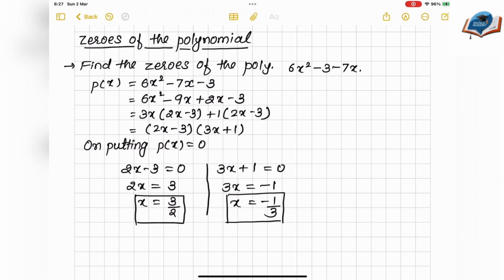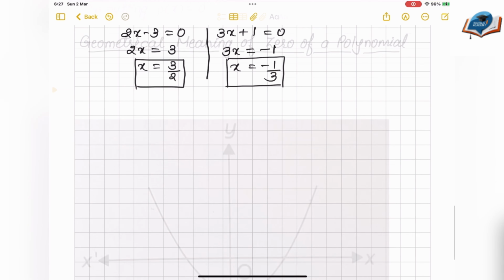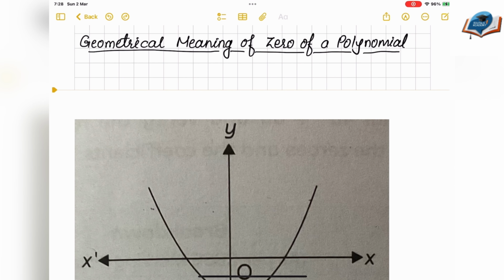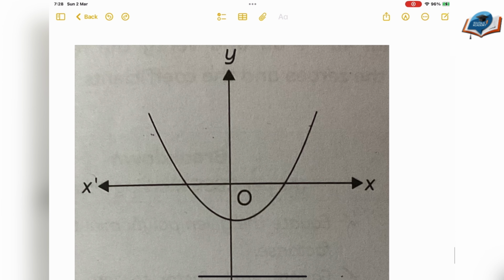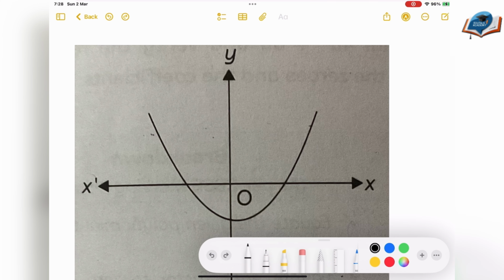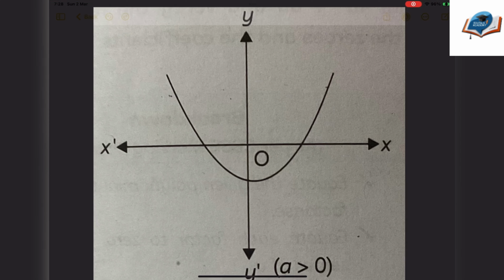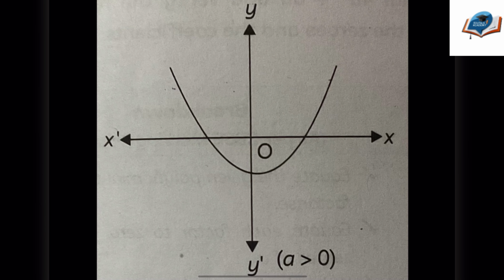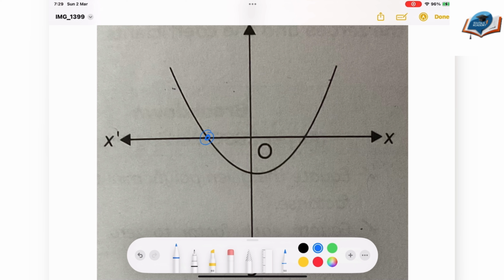Now with that, one more thing is there, so let us discuss. Next is geometrical meaning of zero of a polynomial. Here in the graph, if you see carefully, the easiest way to remember is where it touches the x-axis, those points you have to select. That will be the zero of the polynomial. So if I see, one point is here and one point is here, so I can say there are two zeros of the polynomial given to me.